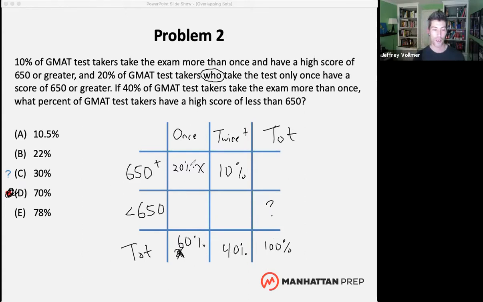Now we're going to work to this top left. 20% of this group have a score of 650 or greater. So 20% of this 60%. What is 20% of 60%? I'll take 10% of 60 is 6. 20% of 60 would be 12%.